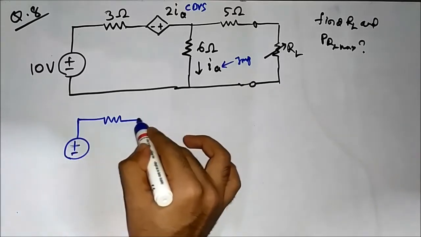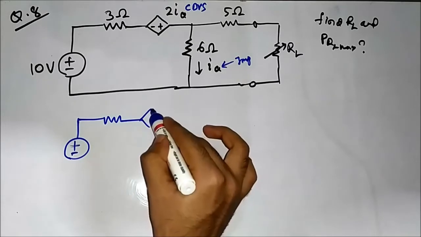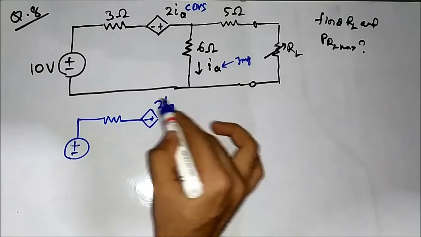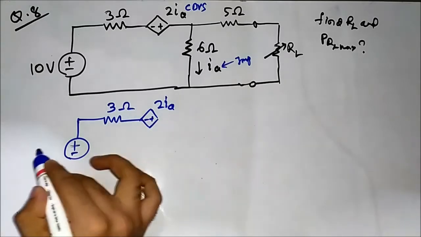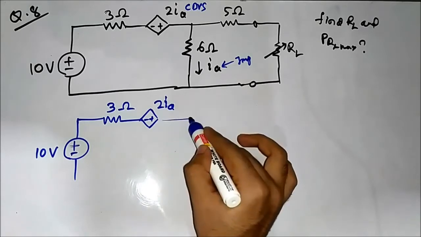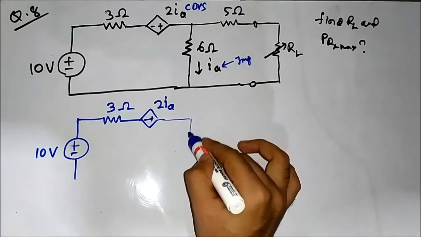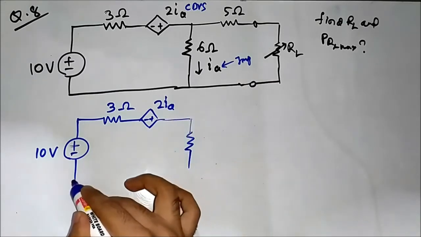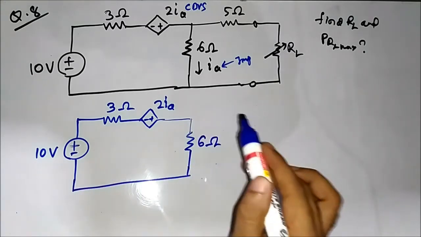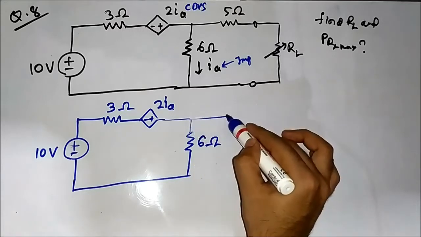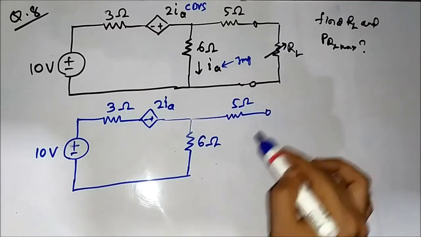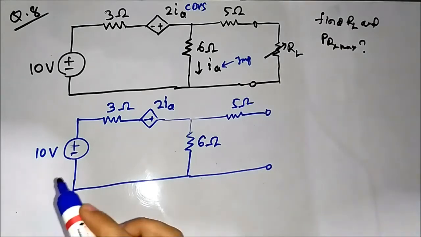So it is 3 ohm, 2IA, 3 ohm, this is 10 volt. This is 6 ohm, this is 5 ohm. This is open circuited.